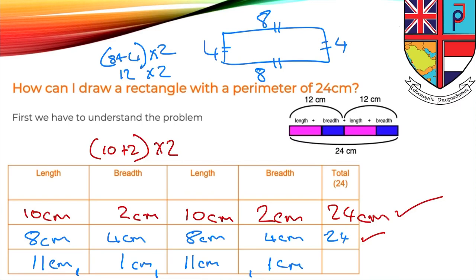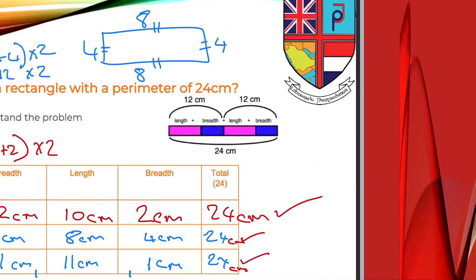Does this add up? So you can plug it into our formula. 11 plus 1 is 12 times 2, 24. Okay, so give ourselves a check if they add up to 24. We can write centimeters. Don't forget our units, very important.